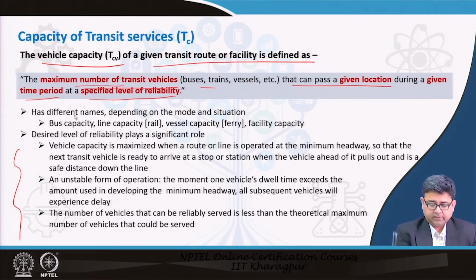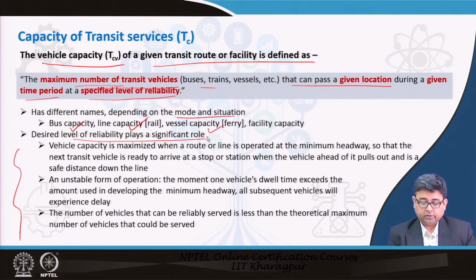This vehicle capacity can be given different names based on different modes. So, it can be called bus capacity if you are talking about bus transportation, line capacity for a rail, vessel capacity if it is a ferry, etc. And the desired levels of reliability play a significant role again, right.